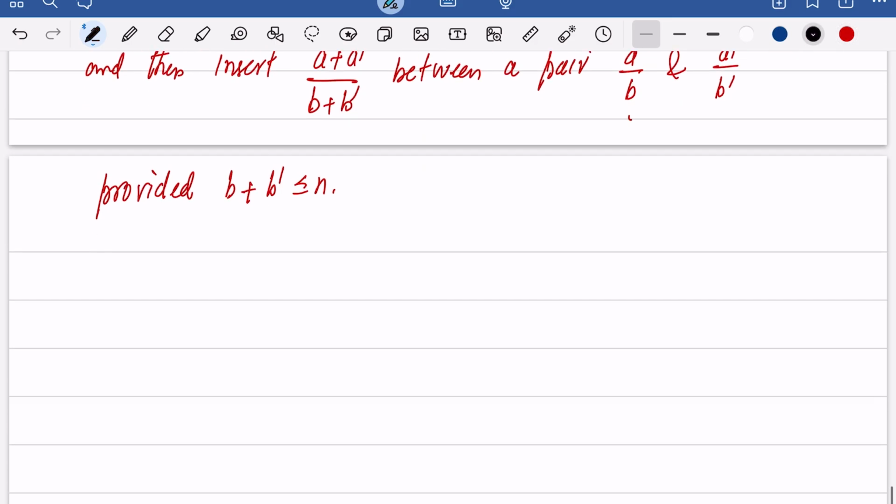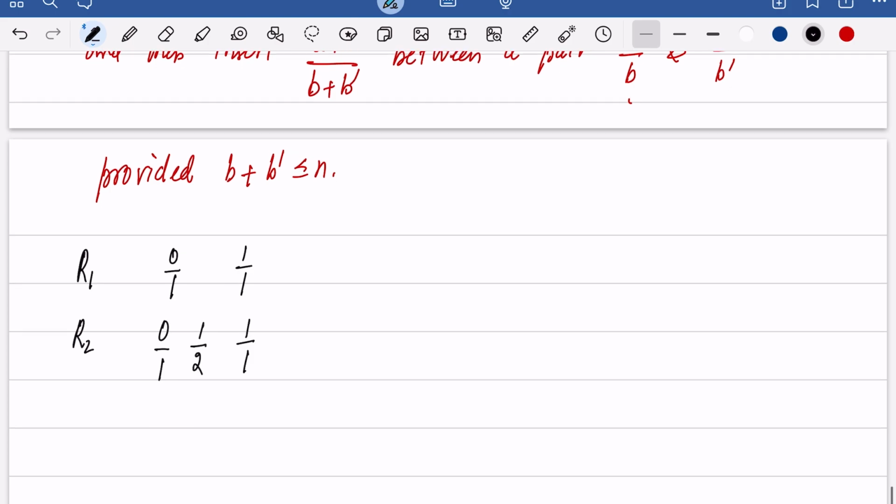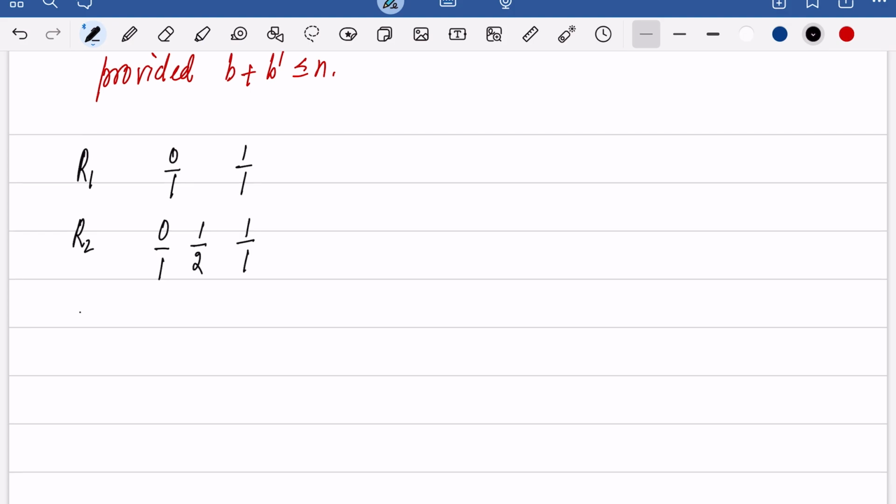So now let's see how we construct this table. First of all, row 1 has entries 0 by 1 and 1 by 1. Now for row 2 we first write both of these entries, 0 by 1 and 1 by 1. Now this is a by b and this is a dash by b dash. Now 0 plus 1 divided by 1 plus 1 becomes 1 divided by 2. But this 2 is equal to 2 here, so we can insert this, and there is only one pair here. Now for row 3, first we write all these entries.